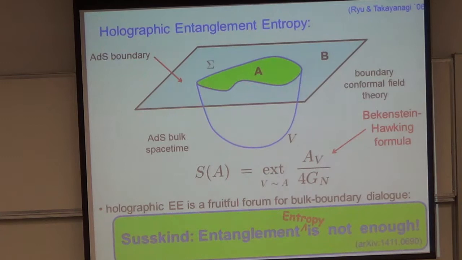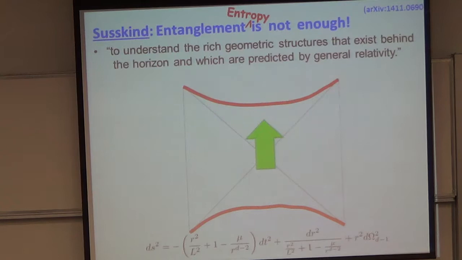This is a point that I emphasized, or at least mentioned in passing, at the beginning of my lectures. Entanglement entropy is only one measure of entanglement. It does a marvelous job in certain situations, but there are lots of other measures that perhaps are going to be important in fully understanding the role of entanglement in holography or in gravity. In particular, the question that Susskind was interested in was trying to understand what's going on behind the horizon of a black hole.